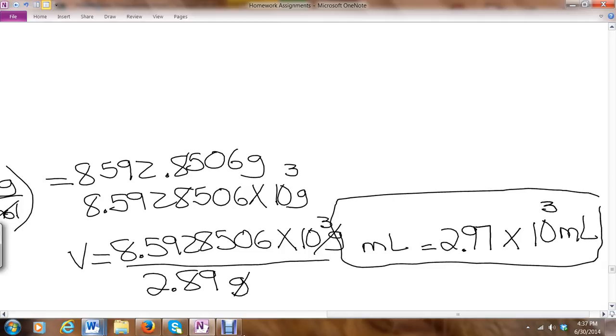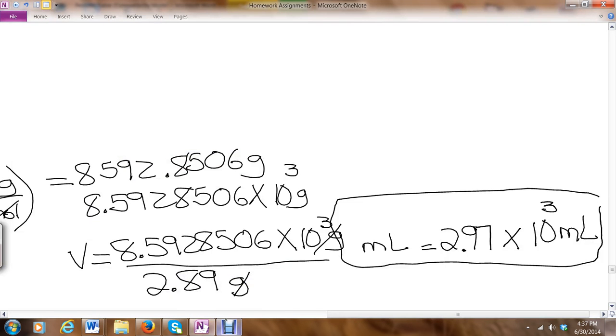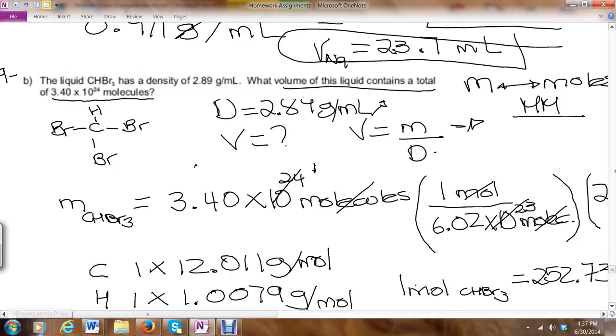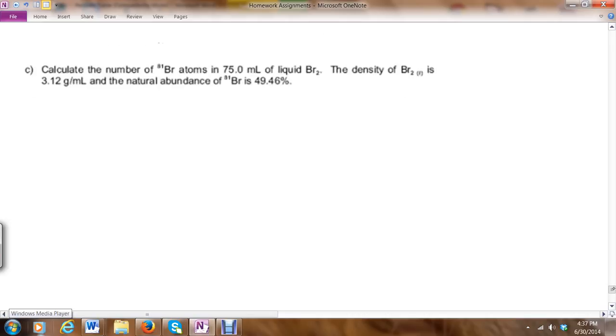Let me double check how many minutes I have here. Let me see if I can do the last one. The last one is a little bit tougher. I know some of you would try. This is a lot tough. If you try it on the homework, it's okay. If not, I wouldn't worry about it.